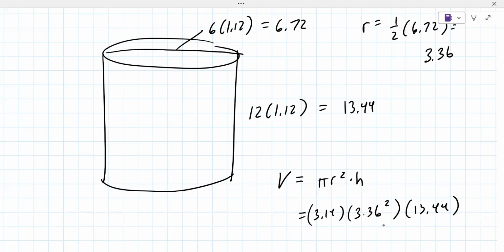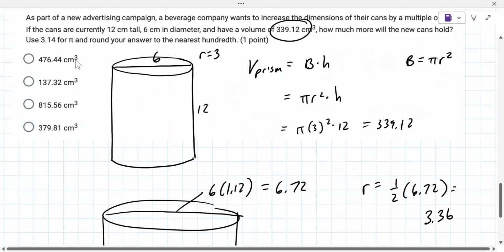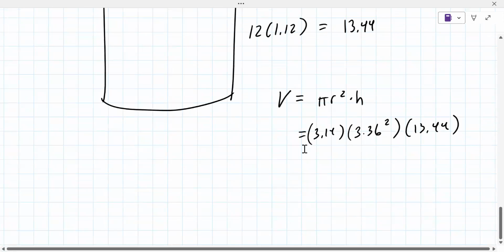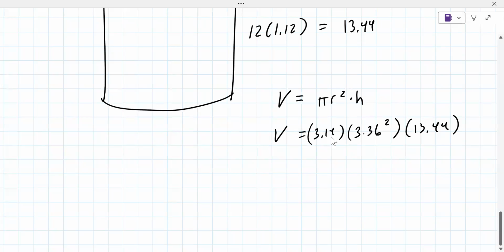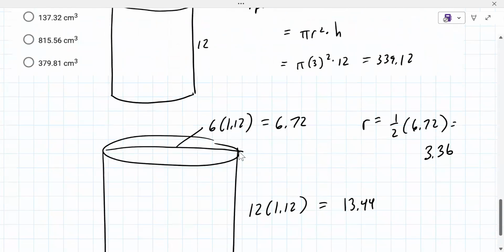Times what? The base area would be 476. Okay, so you mean the volume of all this? So the base area. No, the volume. This is volume. The base area is just 3.36 squared times the 3.14. Oh, so then yeah, it would be the volume then. Yeah. So that'd be. So we change the first.